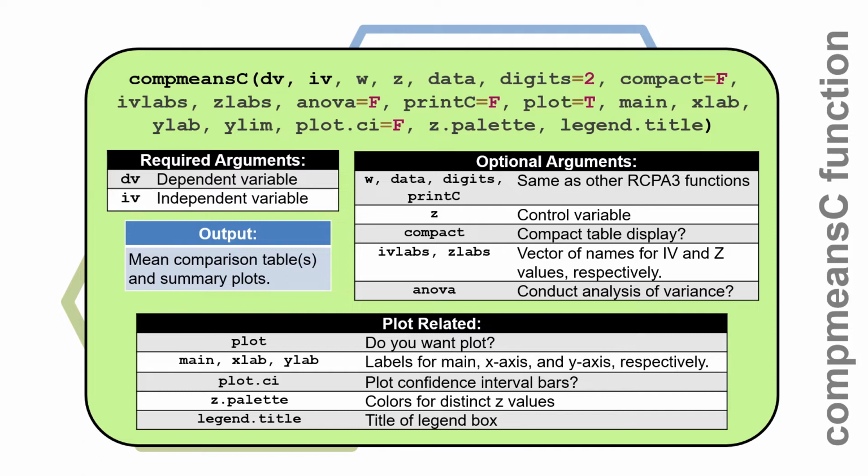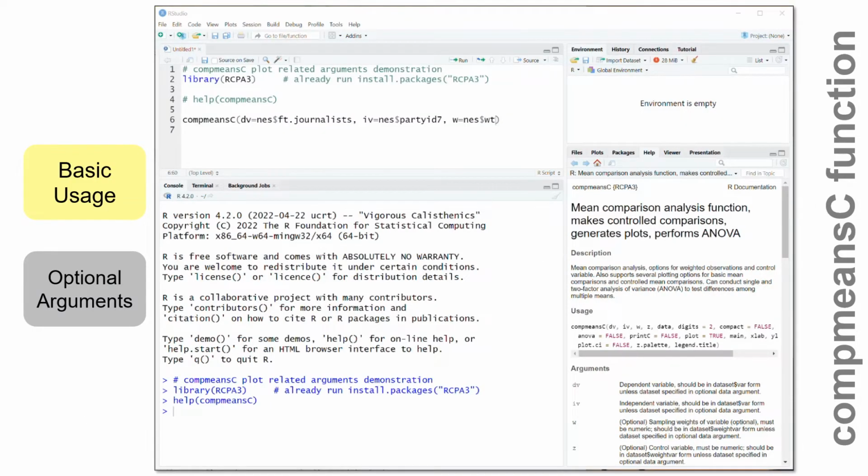The function's z.palette and legend.title arguments are used to visualize controlled comparisons, so I will show how they work in a video on controlled mean comparisons with compmeansC. To learn how to use the compmeansC function to create plots, let's work through some examples. Let's start by looking at some of the basic arguments you can use to create plots with the compmeansC function.